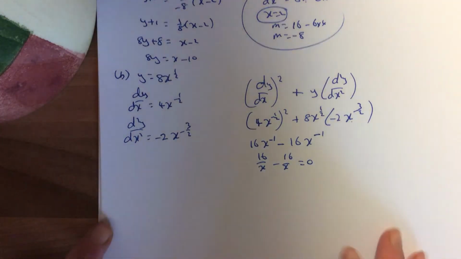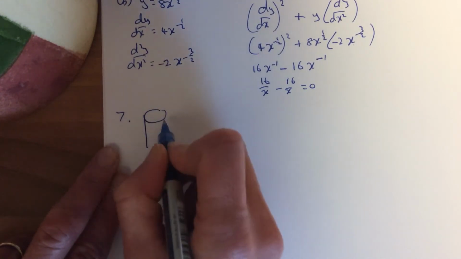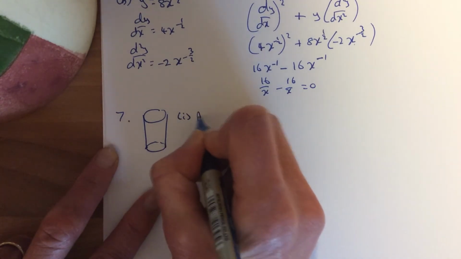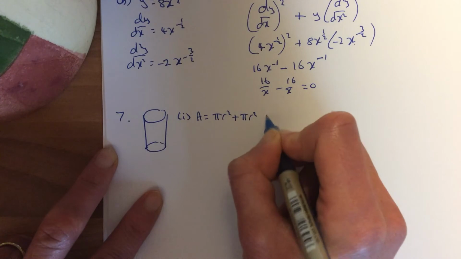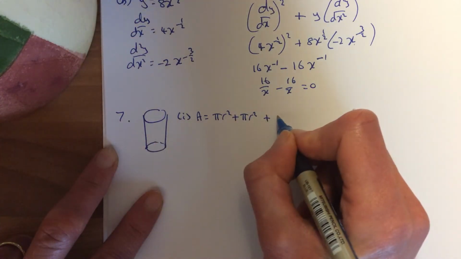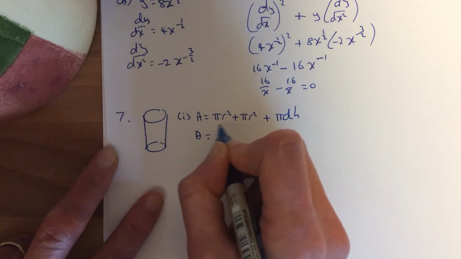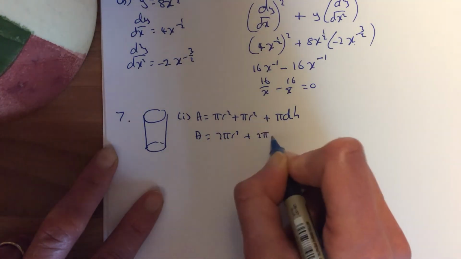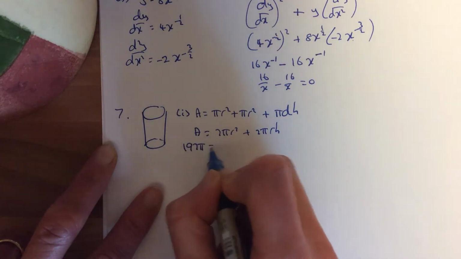And lastly, question 7's got a cylinder, so I would draw it out, just give you a bit of a picture of what's going on. The area is the base, add the top, add the middle bit. The middle bit is the circumference, which is pi d times the height. Area, you've got 2 pi r squared. Diameter is 2 radius, so it's 2 pi r times h. You're told this equals 192.